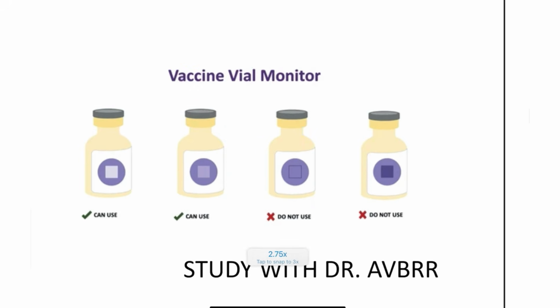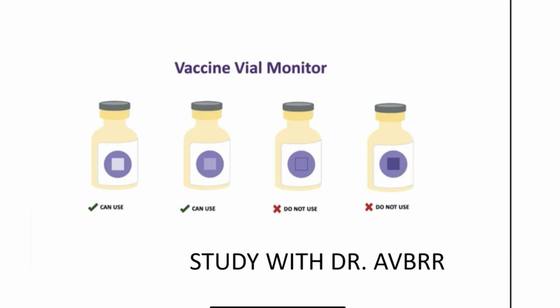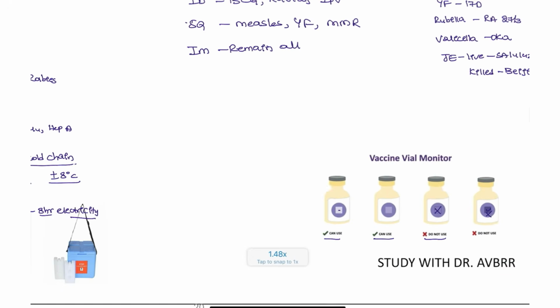Next, vaccine vial monitor. So if you see, the middle one is transparent and it is not mixing with the peripheral color, it can be used, and this is also used. But if both are merged together, it cannot be used. And if the middle one is more dark, this vaccine also cannot be used. Okay, this cannot be used.